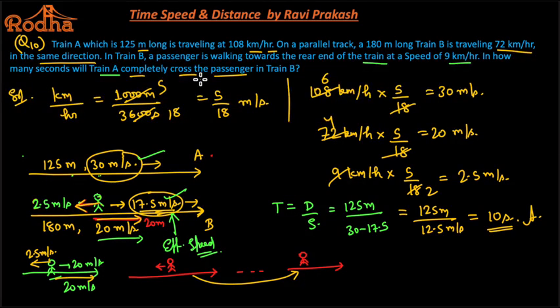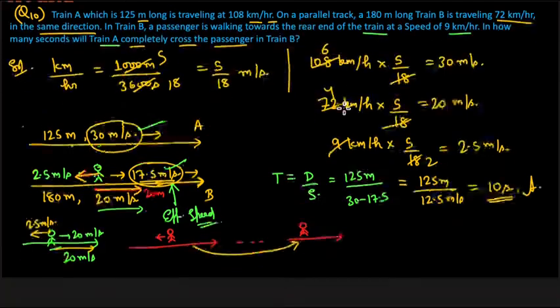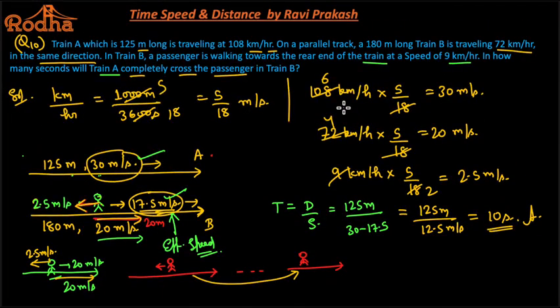So these were the 10 questions here. A good application of multiple concepts: TA by TB equal to under root SB by SA, SA by SB equal to under root TB by TA, then relative speed, then the ratio concept. So they were all applied here. It's a good 10-question set.